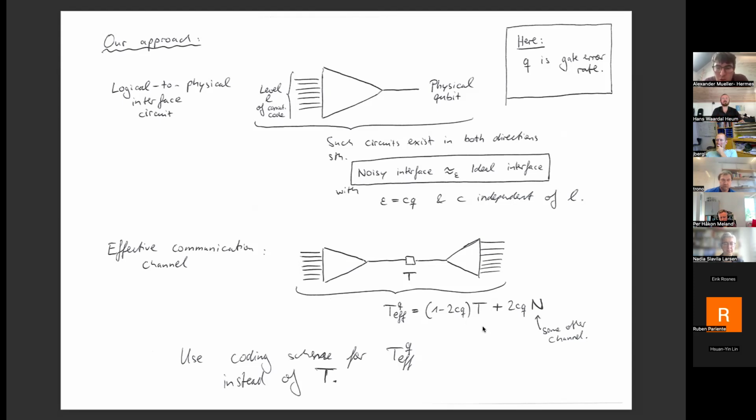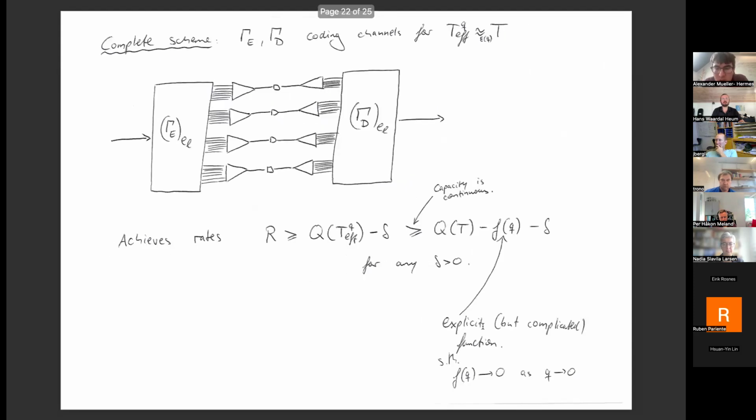So this is the complete scheme, how it looks like. You have this physical channel, you put in the interfaces, then you build your circuits for the effective channel, use the concatenated 7-qubit Steane code here, and put this together. What you can show is that you will achieve rates that are close to the quantum capacity of the effective channel. And as I said, the capacity is continuous, so you can relate this to the quantum capacity of T with an explicit error function that depends on the continuity of the capacity.